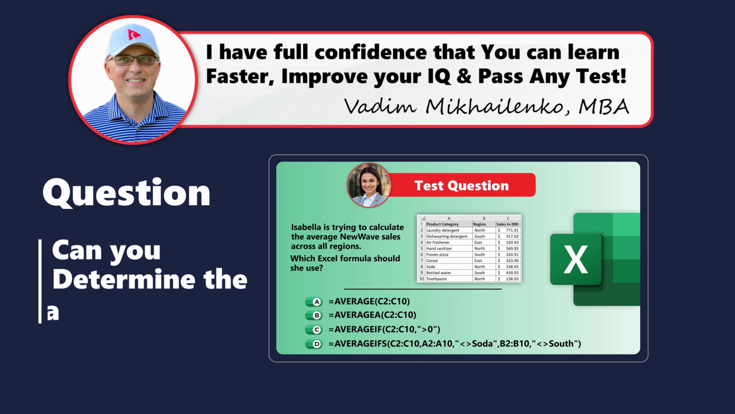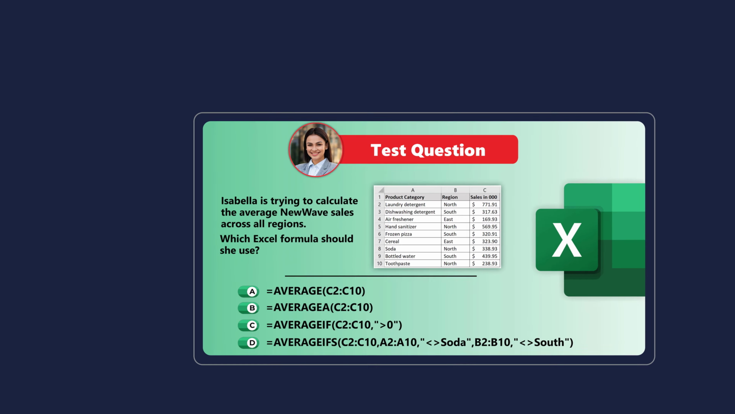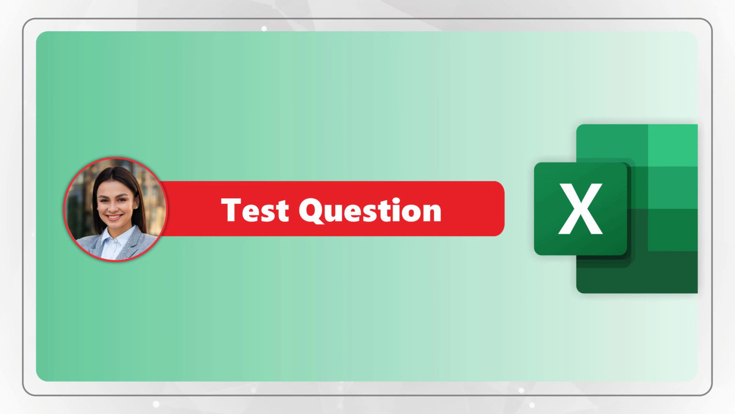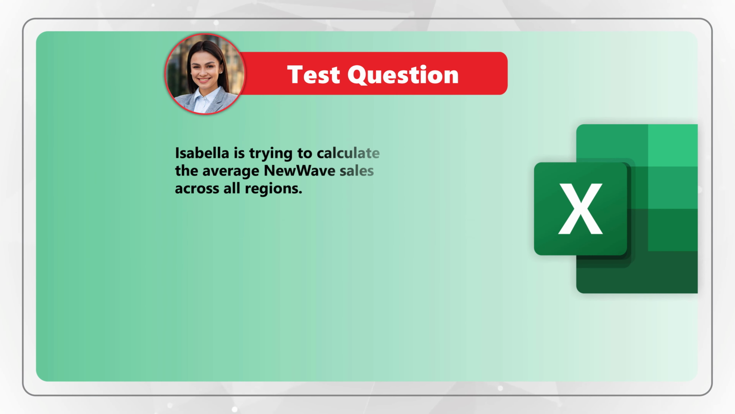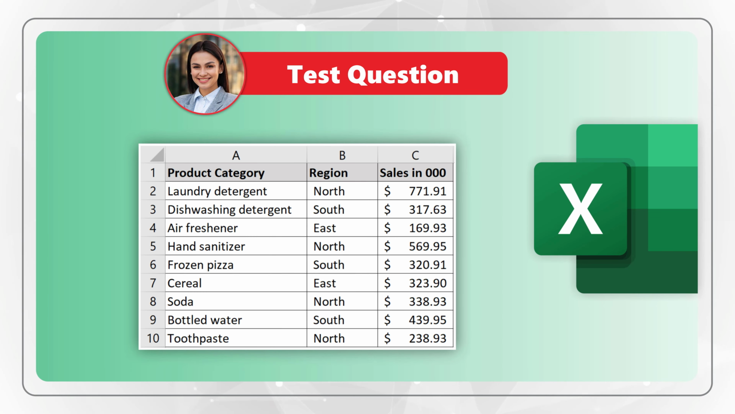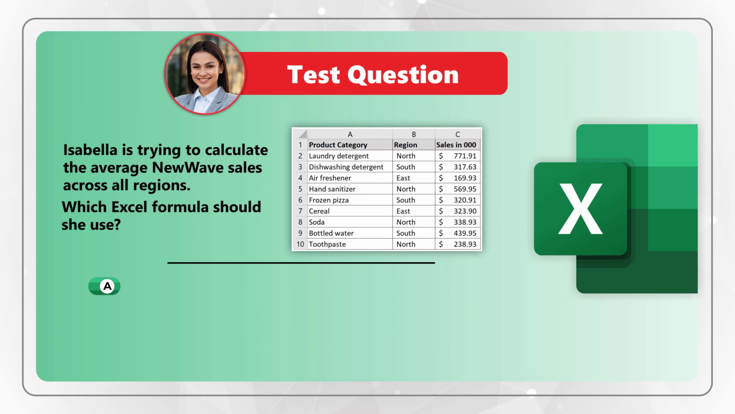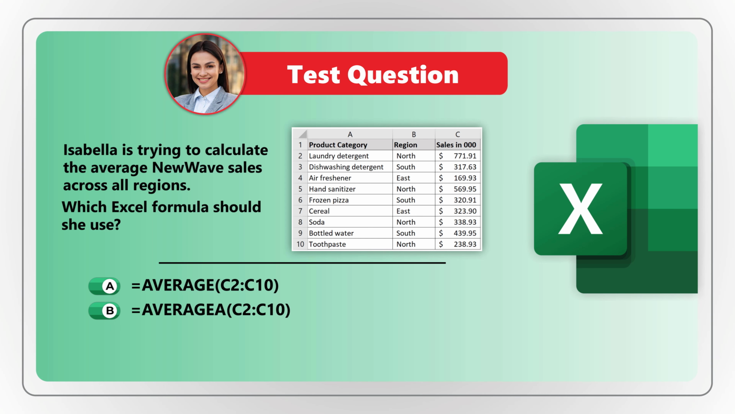Here's an interesting question to test how well you know the AVERAGE formula as well as its variations. Isabella is trying to calculate the average new wave sales across all the regions. Which formula should she select? You're presented with the data set as well as 4 different choices. Choice A, AVERAGE formula and parameters to supply C2 through C10. Choice B, AVERAGEA formula and parameters supplied are C2 through C10. Choice C, AVERAGEIF formula and the values are C2 through C10 and the second parameter is greater than 0.